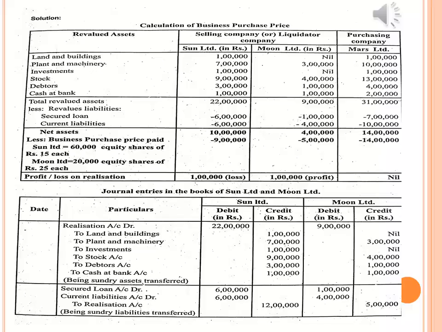So realization account to land and building, plant and machinery, investment, stock, debtors, cash. For Sun Limited, we just write the balance sheet items: the transfer of sundry assets. Write it the same way for Moon Limited. For liabilities, you take only secured loan and current liabilities, and transfer them to the realization account: debit the liabilities and credit realization. Next we will see on the next slide how we do the rest of the entries.